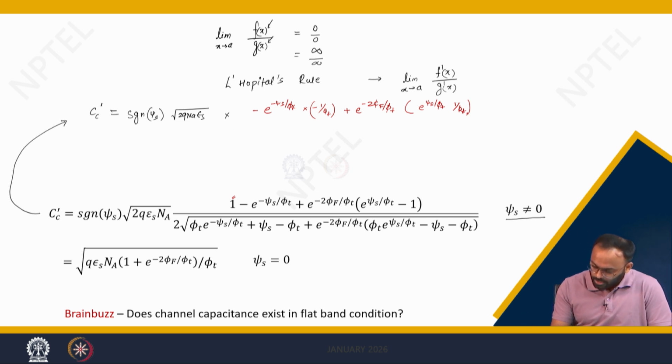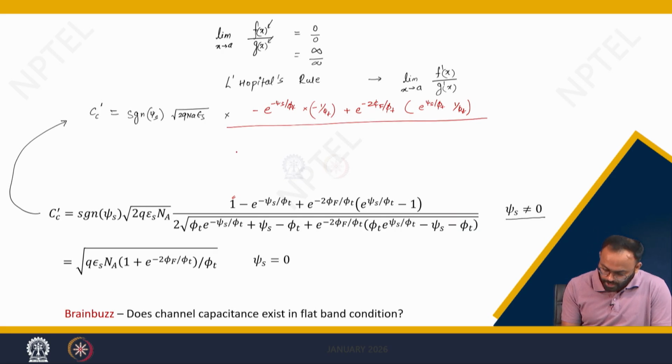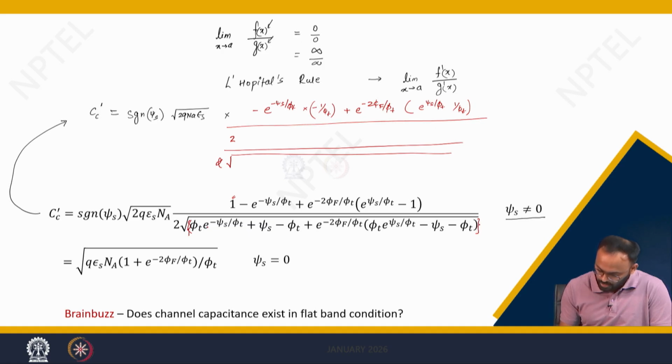Correct? Now you need to put the limit psi s equals 0 in the numerator, and the denominator can be given as 2 times, again this can be written as 2 and this complete function. So let me rewrite this function as f of psi s. So this will be f of psi s, and in the numerator again it will come as 1 minus e to the power of minus psi s by phi t plus e to the power of minus 2 phi f by phi t into e to the power of psi s by phi t minus 1.